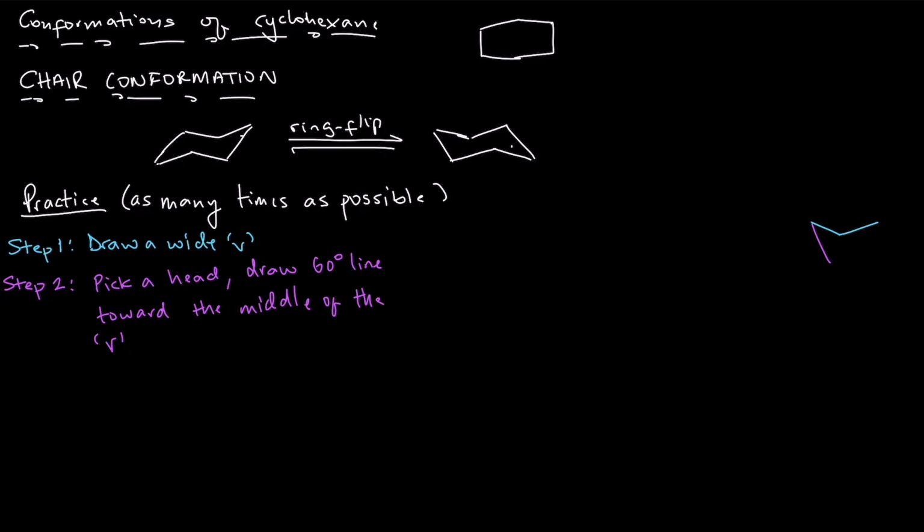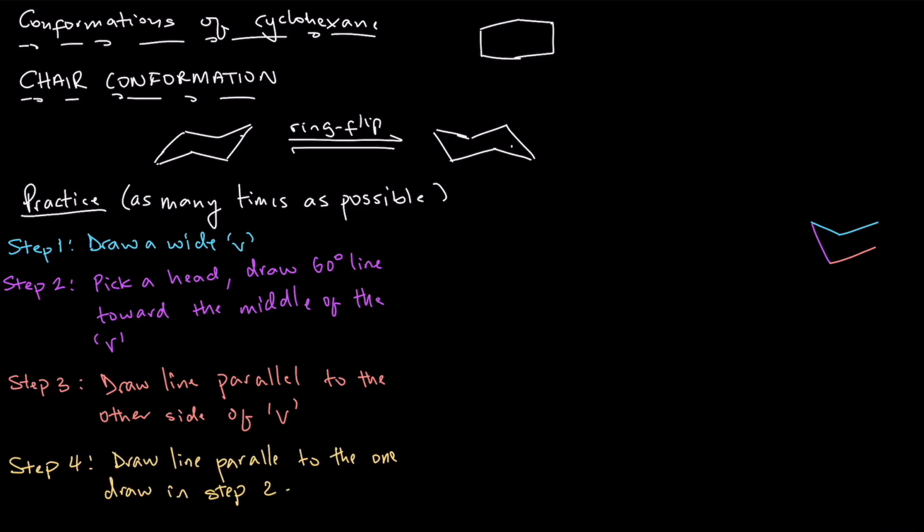So I've done it this way in my own drawing. So I've picked the left head. Step 3, draw a line parallel to the other side of the V. And that parallel line should stop just before you get to the end of the V. So notice what I've done there.